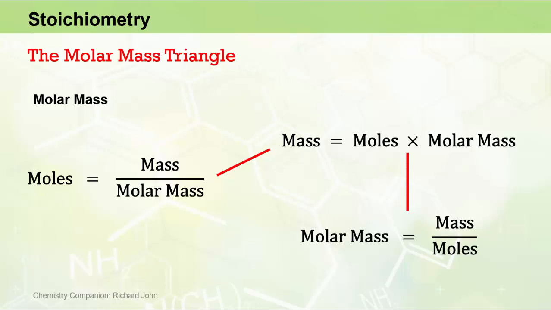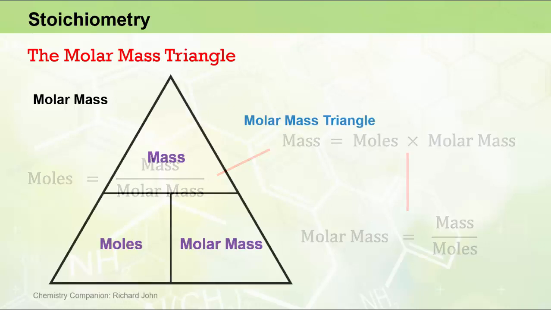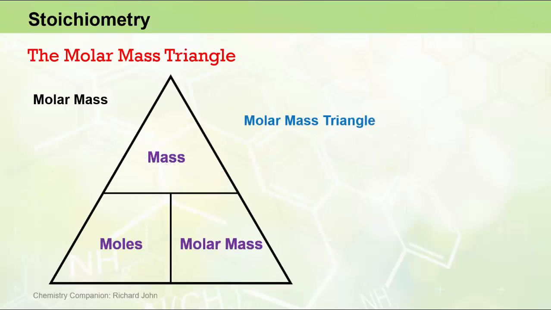These are three different versions of the same equation, and sometimes students get them confused and get some of the terms in the wrong places. And this is where the molar mass triangle can be used to help us out. This is a version of the molar mass triangle where we have a triangle divided into three regions with the label mass at the top of the triangle, the label moles at the bottom left of the triangle, and the label molar mass at the bottom right of the triangle.